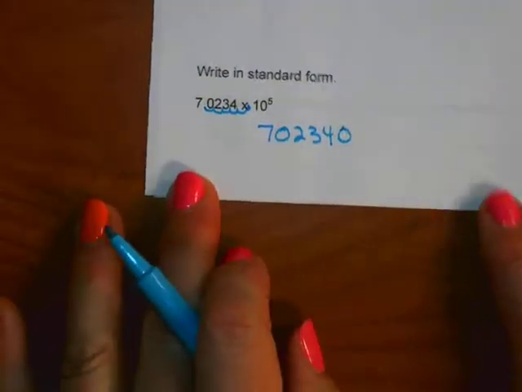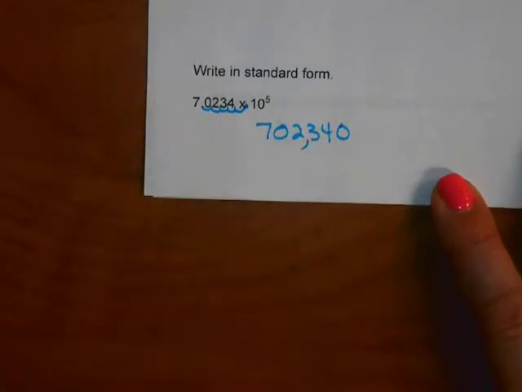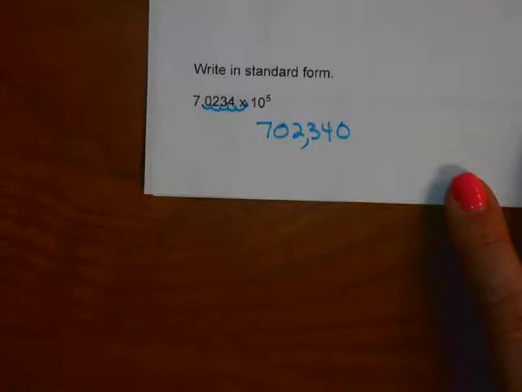Now what I do after I write all the numbers down, I go back in and put my commas. There's 1 comma in there. Every 3 digits there's a comma, starting from the end. Okay, so it's easier to read that number, 702,340. Yeah?